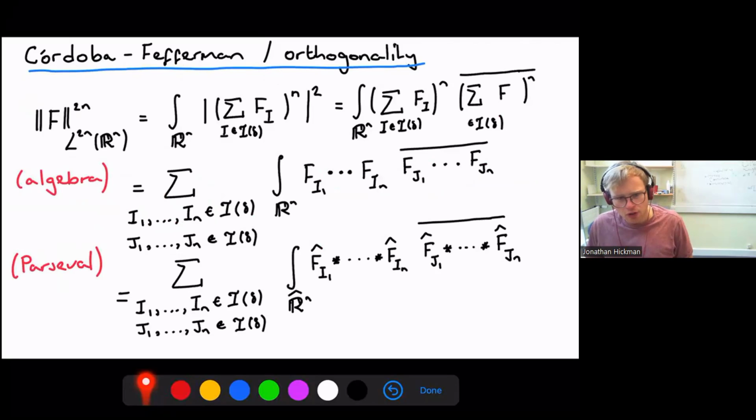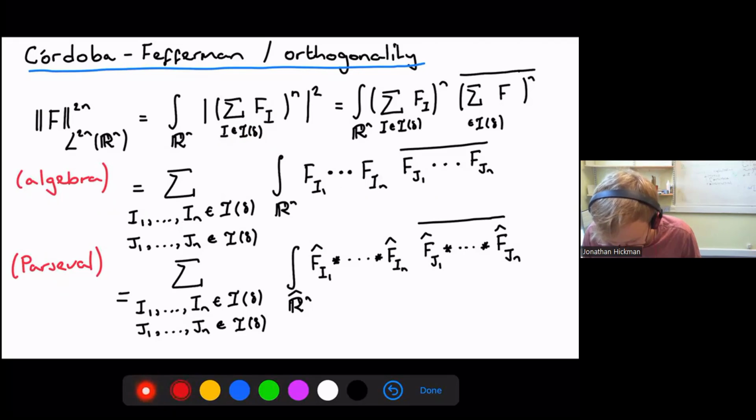So let's just go through the rudiments of this Córdoba–Fefferman argument. It's based on using orthogonality, Poincaré's theorem. I'm going to take the L2n norm of the function, which is the quantity appearing on the left-hand side of the desired inequality. We'll raise this to the power of 2n, and then I will write the function in terms of its decomposition into these frequency localized pieces.